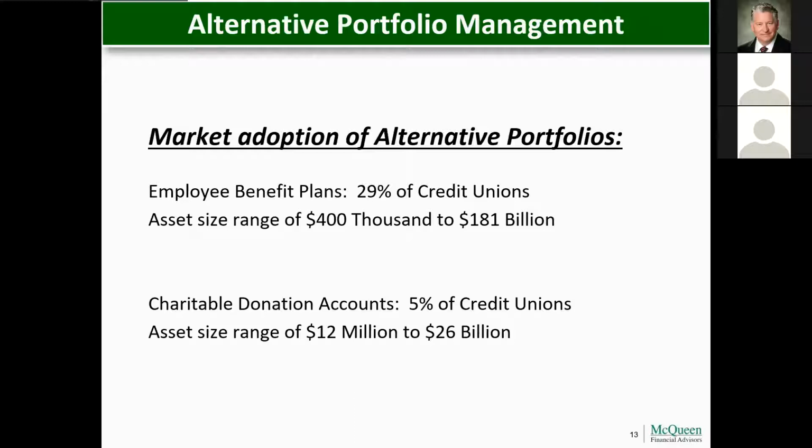It's not just the big guys. It's not just the little guys. We've got asset ranges from a couple hundred thousand to billions and billions. We'll see later that this can still be effective no matter how big you are. And charitable donation accounts are no exception. Now this one, only 5% of credit unions are using them. So there's a huge opportunity here. I've almost never brought this topic up and had somebody say, oh yeah, we have one of those, or I know what that is. It's like the best kept secret in the industry right now.